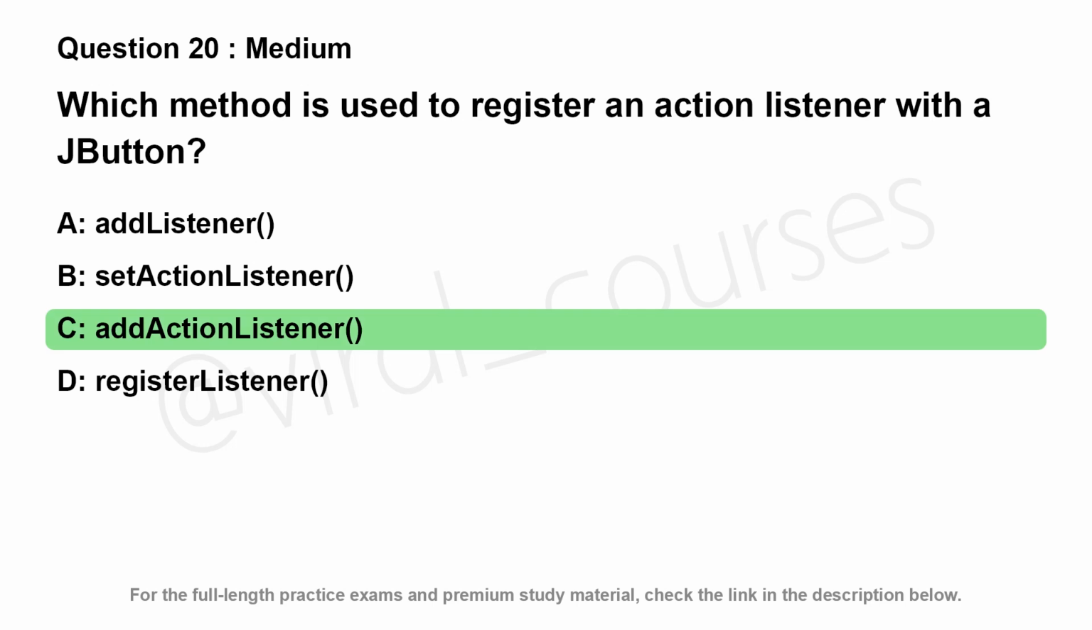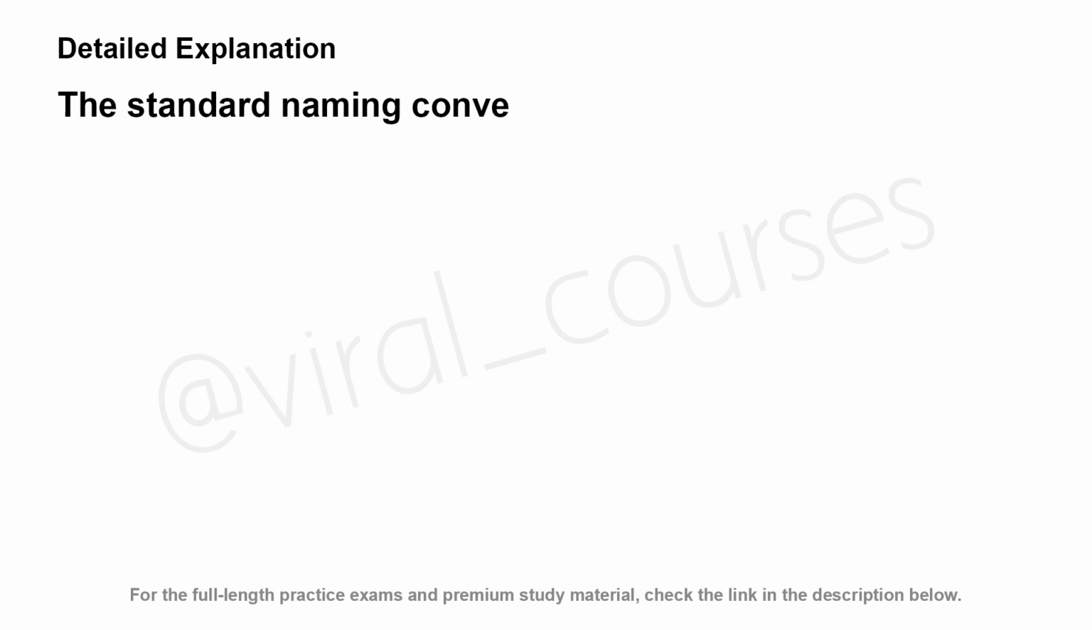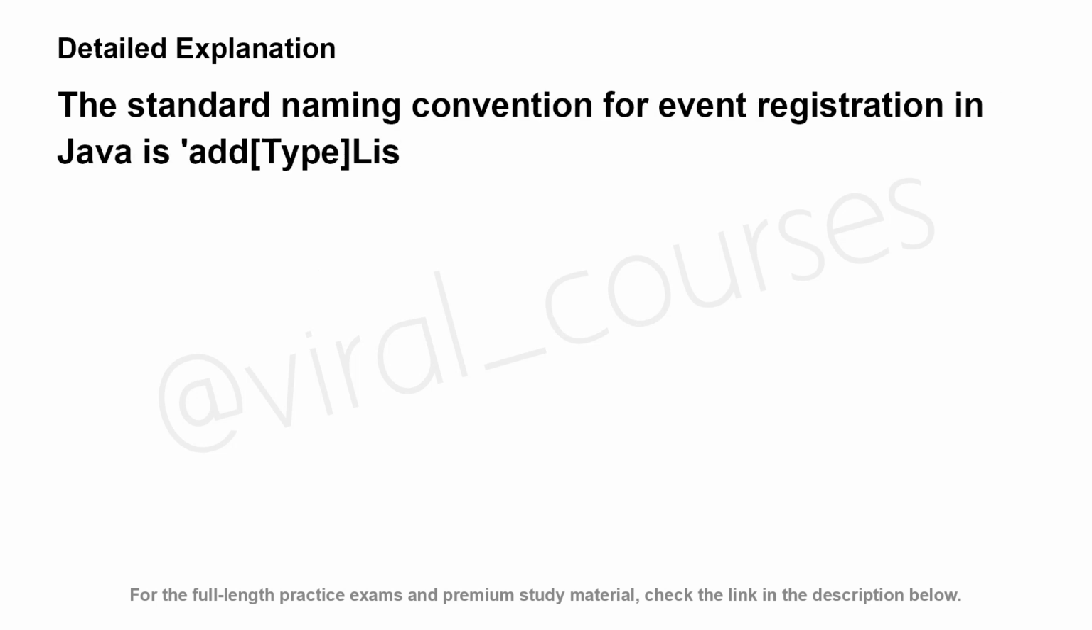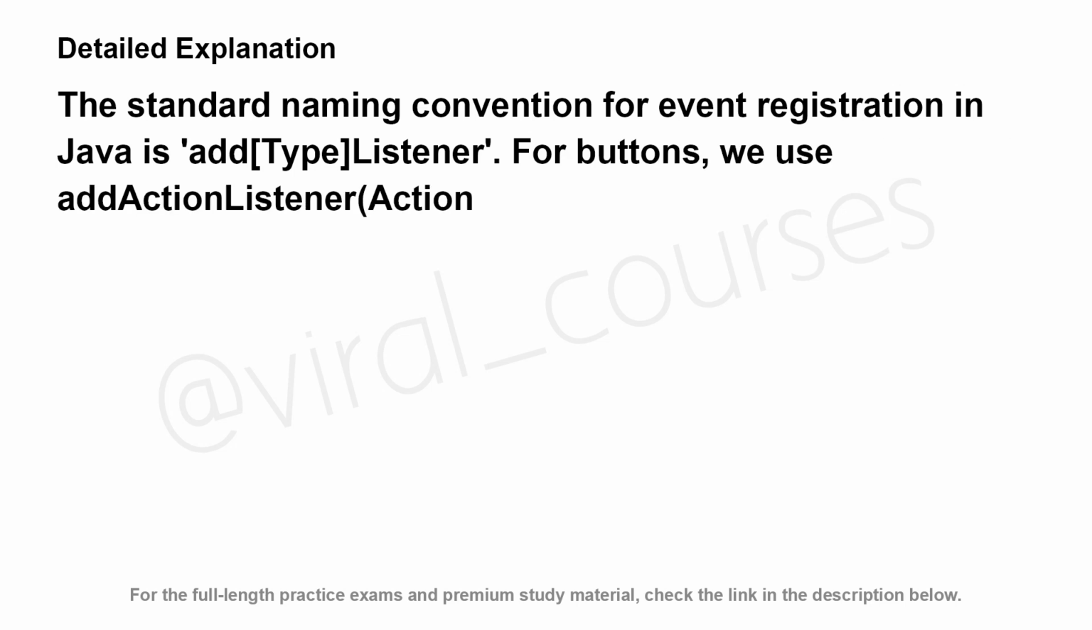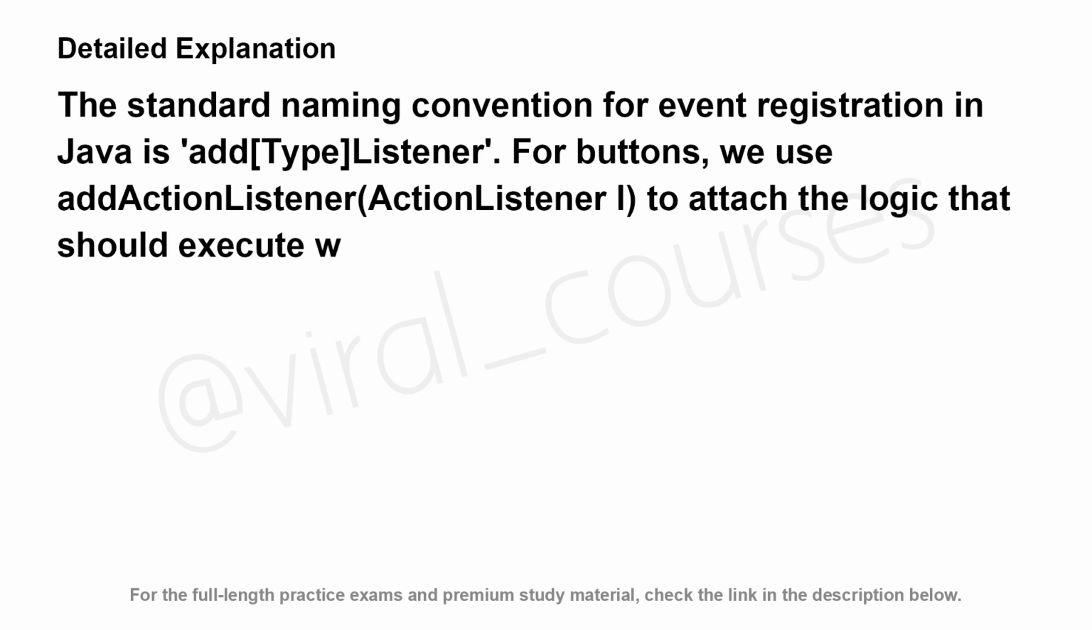The correct answer is C. The standard naming convention for event registration in Java is add<Type>Listener. For buttons, we use addActionListener to attach the logic that should execute when the button is clicked.